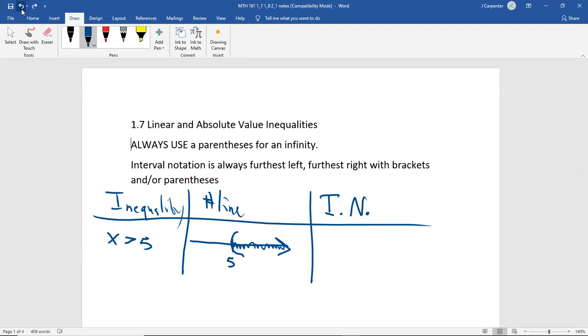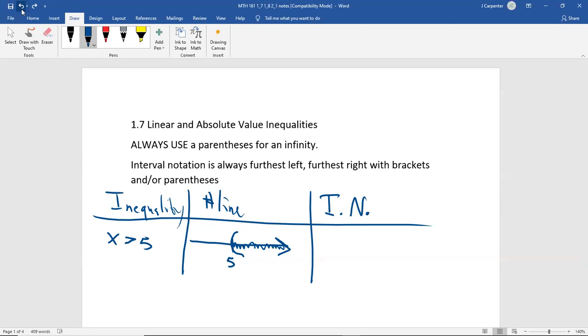Brackets are when you include a number, when you can touch it. An infinity is this theoretical number that's always out of our grasp. It's kind of like the pot of gold at the end of the rainbow. If you go hunting for it, you're never going to find it. It's always out of your reach.